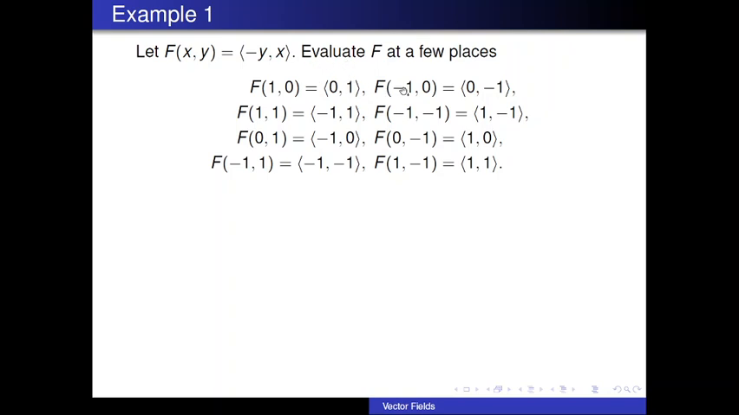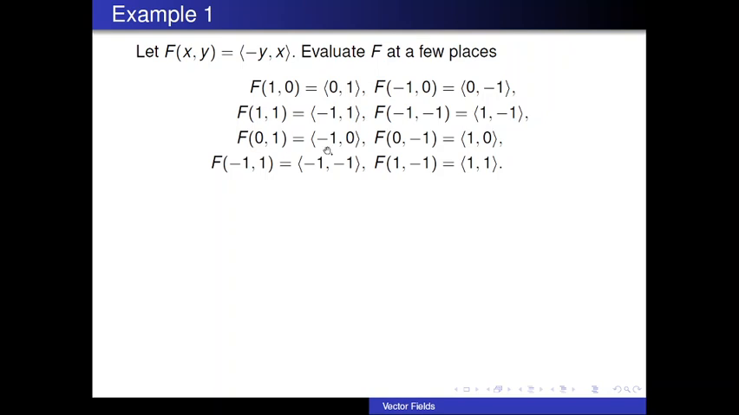Okay. At the point minus 1, 0, the x component of the output will still be 0 because the y component of the input was 0. And minus 1 will be the y component of the output. Okay, following this formula again, at the point 1, 1 in the plane, the vector field outputs the vector whose first component is minus 1 and whose second component is 1. And then at the point minus 1, minus 1, the vector field outputs the vector 1, minus 1.